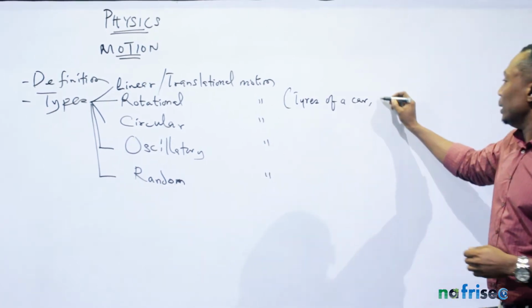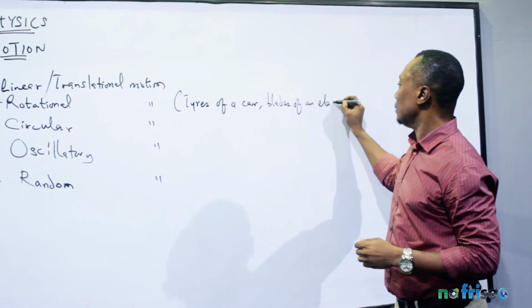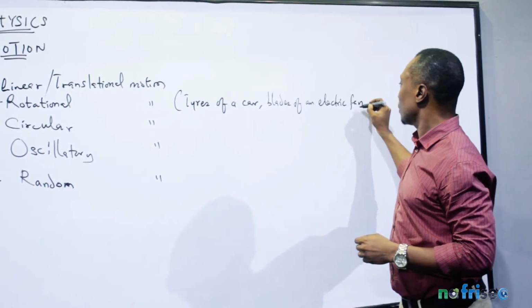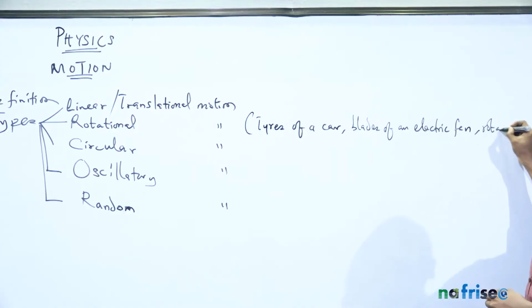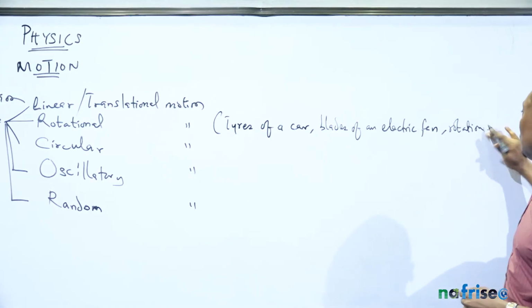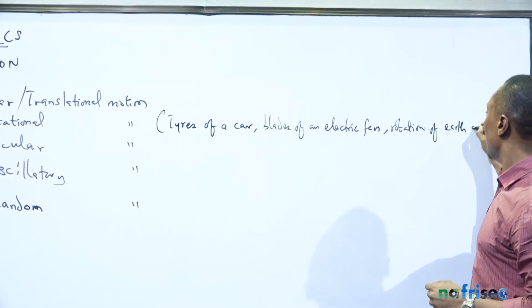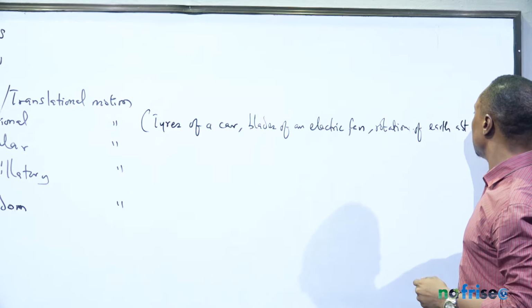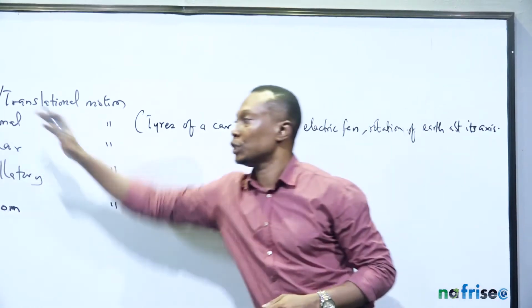Right. Talk about blades of a fan, blades of an electric fan. All right, these all exhibit motion. How about the rotation of the earth, about its axis? All these exemplify rotational motion.